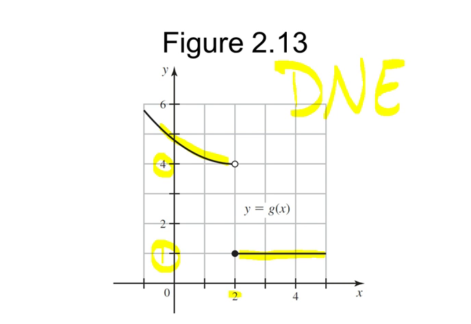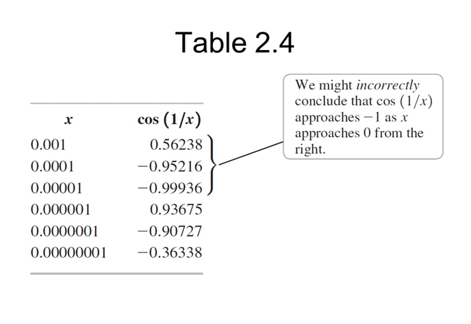So our one-sided limits do exist. The limit from the left exists, it's 4. The limit from the right is 1. But the limit as x approaches 2 of g of x does not exist. Okay, so we have to be able to differentiate between the one-sided and two-sided. The one-sided limits are defined, they do exist, but the two-sided limit does not because the two one-sided limits do not coincide. Let's look at another possible error that we may make here.